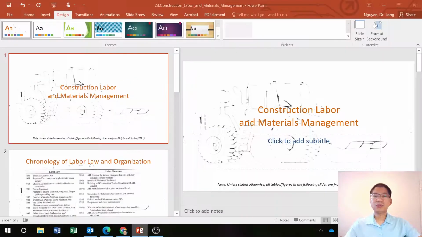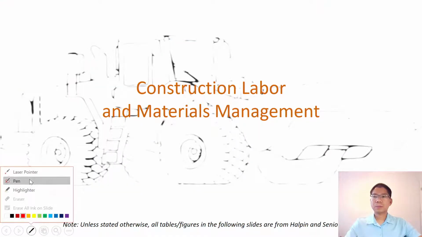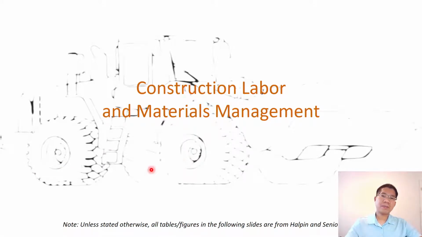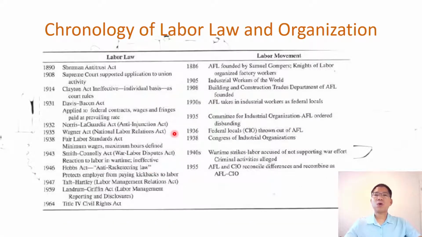So let's get into today's slides. Construction labor and material management. The first one, construction labor law and organization, has evolved since 1890 until today in terms of labor law and the labor movement. You can take time to go over the different types of law that apply to labor and how the labor movement evolved.